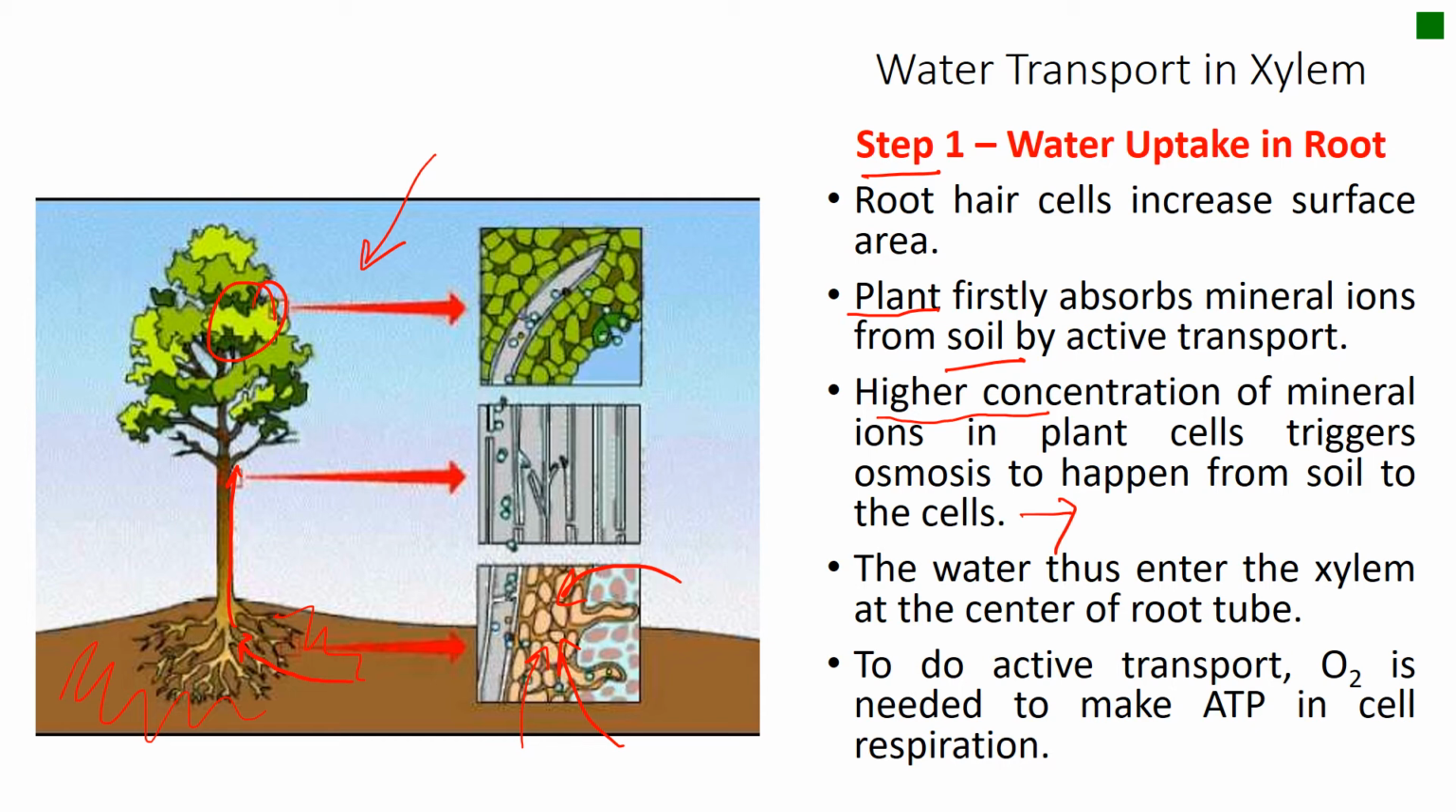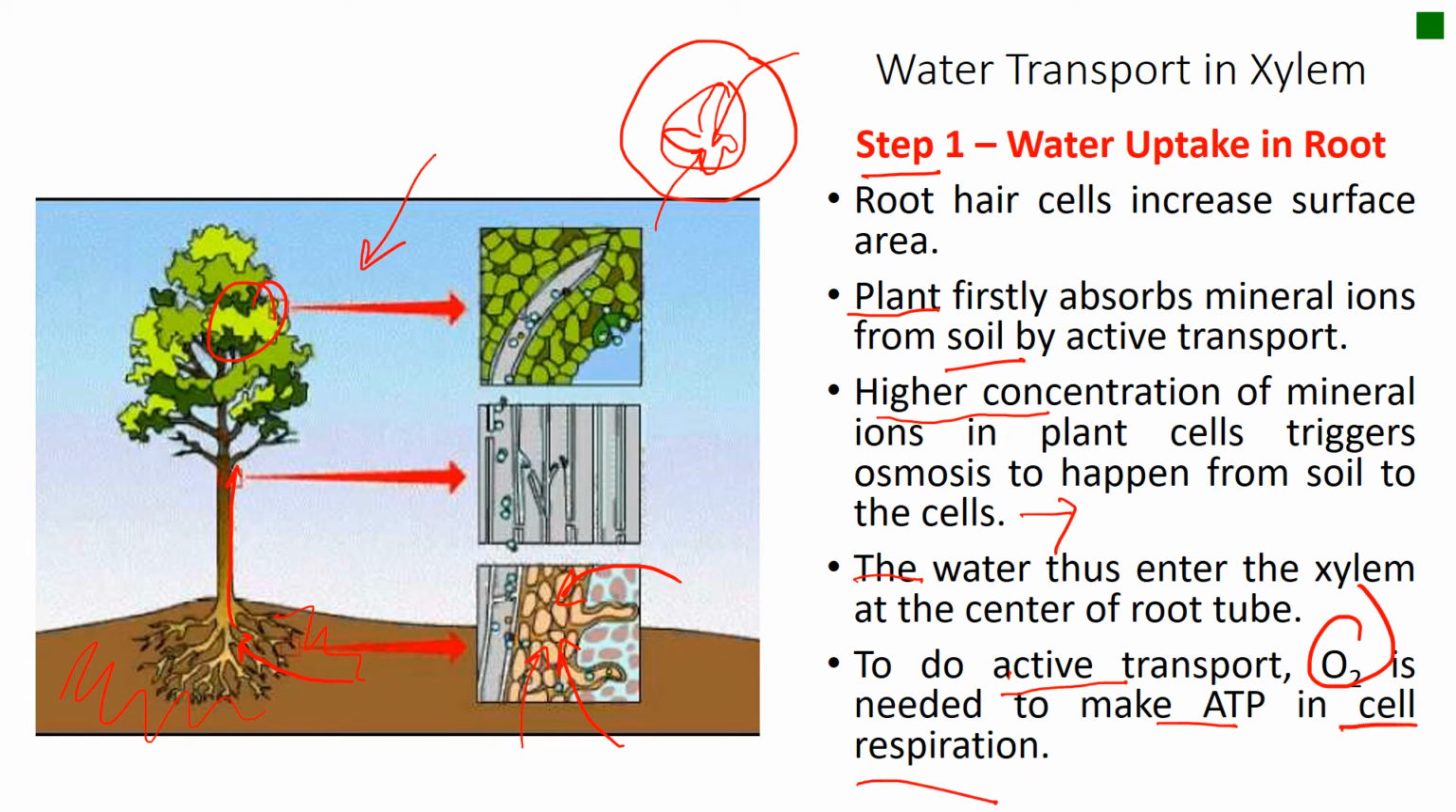All right, so let's continue. The water does enter the xylem at the center of the root. If you still remember the anatomy of the roots, inside the endodermis you have xylem like this, and the water will enter the xylem. Remember also not to give your plants too much water. Why? Because to do active transport, oxygen is needed to make ATP. ATP is required to do active transport, and ATP can only be produced through aerobic cell respiration. So oxygen-porous soil is very important for the plant to have healthy activity in absorbing water in the roots.